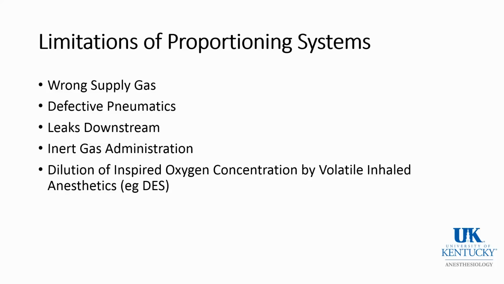There are limitations of proportioning systems. The wrong supply gas could be in the gas line. There could be defective pneumatics. There could be leaks downstream. An inert gas could be administered, and it would further dilute the oxygen concentration. The use of relatively weak agents like desflurane, requiring 6, 7, 8, 9, 10% of the inspired mixture, will dilute the oxygen concentration.